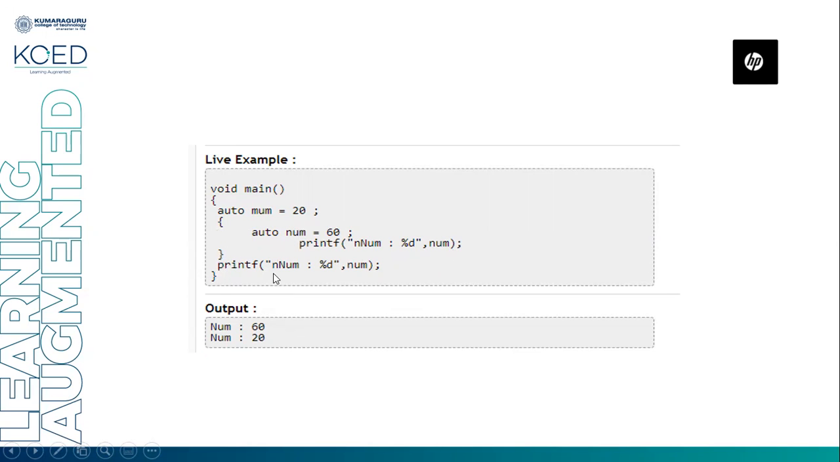After that, I'm printing num: printf \n num equal to percentage d comma num, and close the braces. So what will happen? The first print, which is in the open and close brackets, is in the block. Open and close braces represent the block. It will print the value num equal to 60. It's alive within the block only. After control comes out of the block, it won't be alive. So after that, it will print the value num equal to 20. It is declared here. Within the scope, the num value 60 is alive. When control comes out of the scope, it will print the value 20.